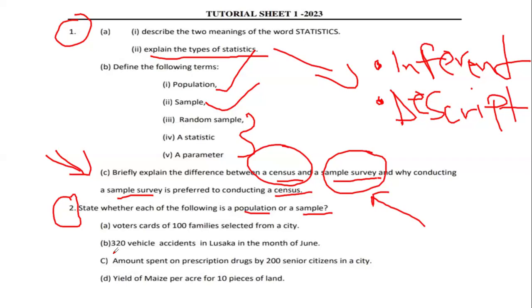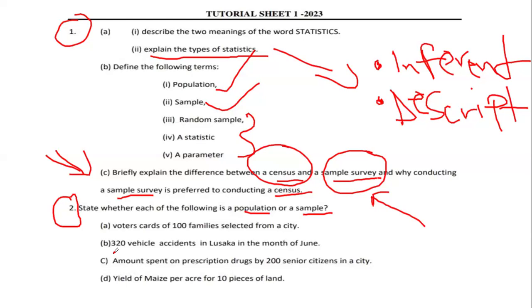The population. Okay, why do you say it's a population? They didn't select. They got the total number of accidents in Lusaka. They didn't estimate. Okay, so they didn't estimate. They just got the total number of accidents in Lusaka in the whole month of June. Okay, so that will become the population.